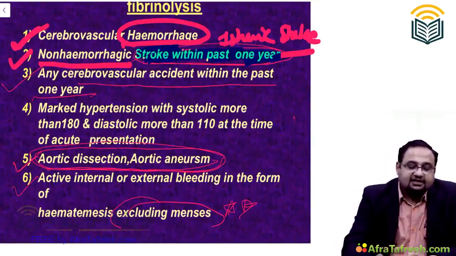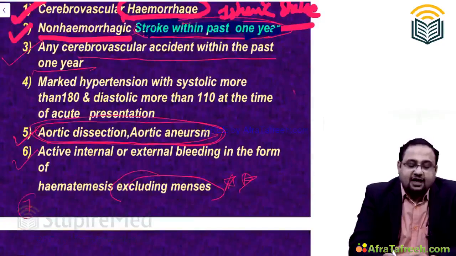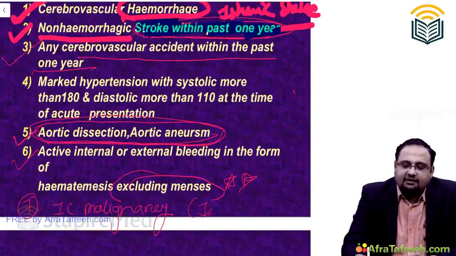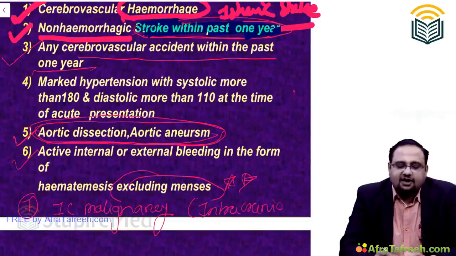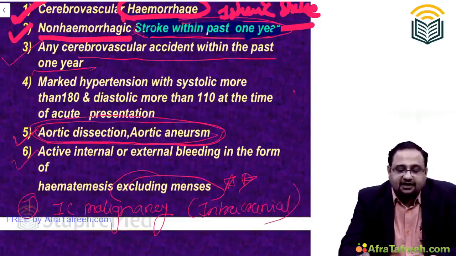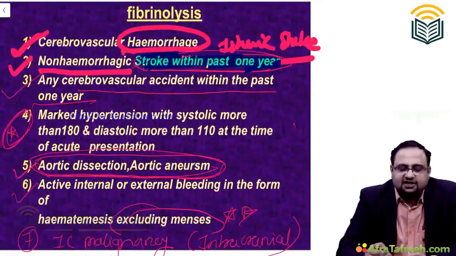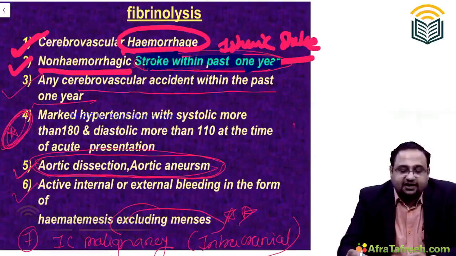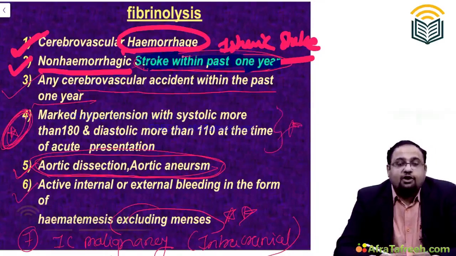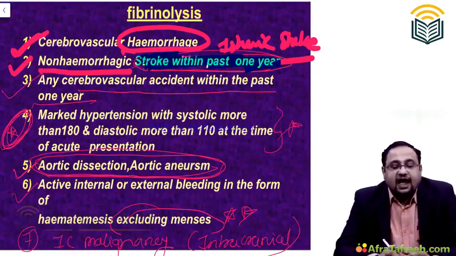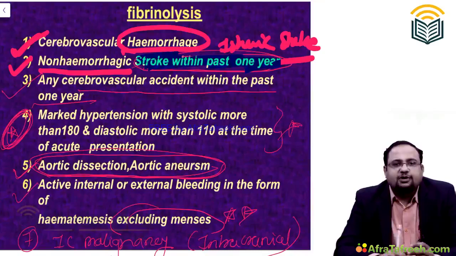Okay, and lastly, the seventh one, which is very important, is any intracranial malignancy. Any intracranial tumor or malignancy is again an absolute contraindication for thrombolysis. The fourth point which is mentioned here, friends, is no more an absolute contraindication, it is only a relative contraindication. That is acute BP of more than 180/110: you decrease the BP and then thrombolyze, you can give it.